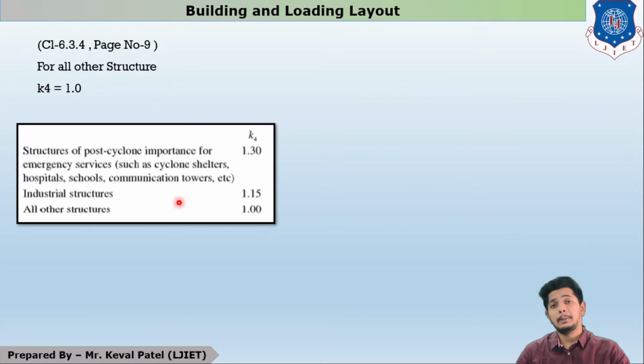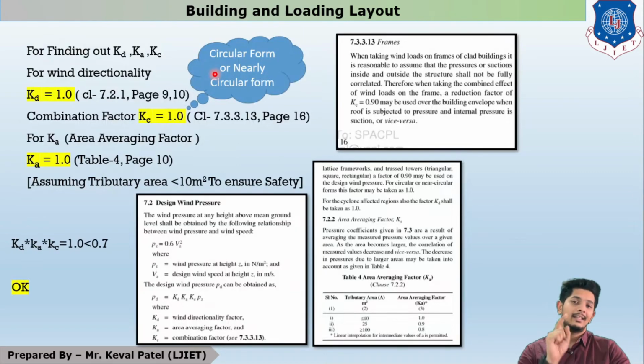K4 is very simple, page number 8 and 9 of IS code, clause number 6.3.4. There are three values, but generally K4 is taken as 1.0 for all other structures than the cyclone important structures or industrial structures. So let us move to the next thing, that is Kd, Ka and Kc.